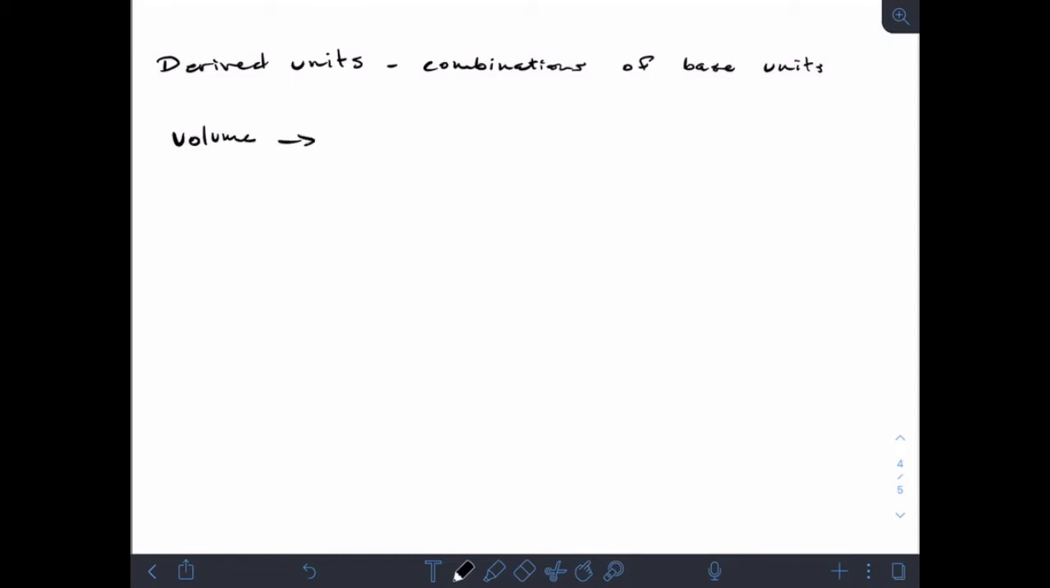Essentially, a volume is nothing but length times width times height, right? All of those are basically some version of a length. And so we have meters times meters times meters. So a volume can be expressed in any version of a cubic SI unit. Cubic meters, cubic centimeters, any kind of cubic length measurement.